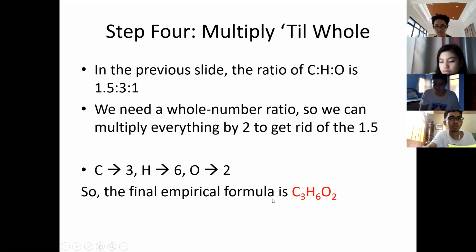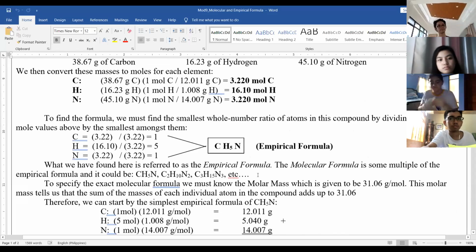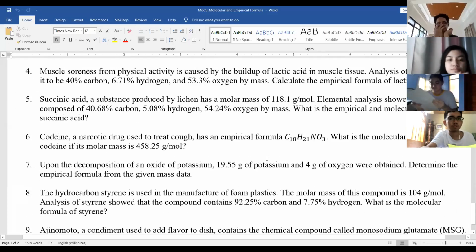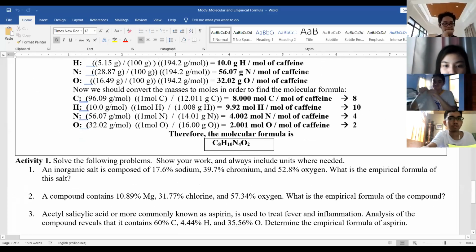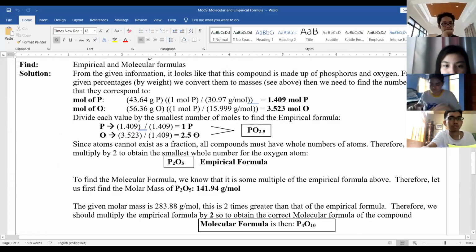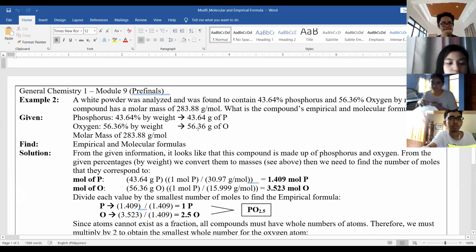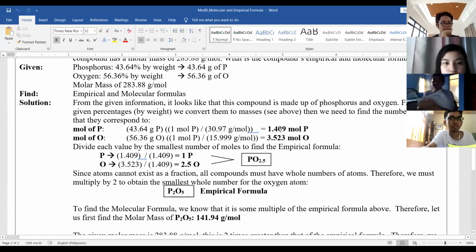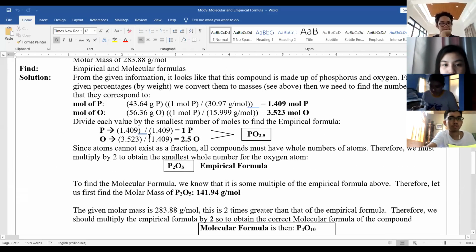Let's try an example in your module. Let's solve one item in your module. There are actually examples here, class, that you can follow, like here. Example number 2. Change the percent to mass. Change the mass to mole. Then divide each mole by the least possible value.